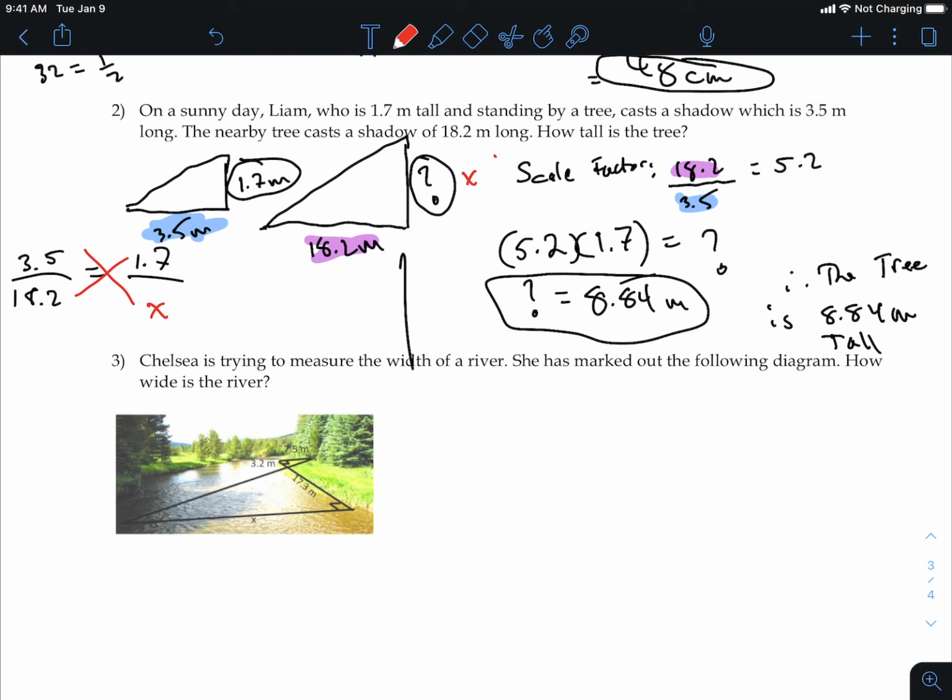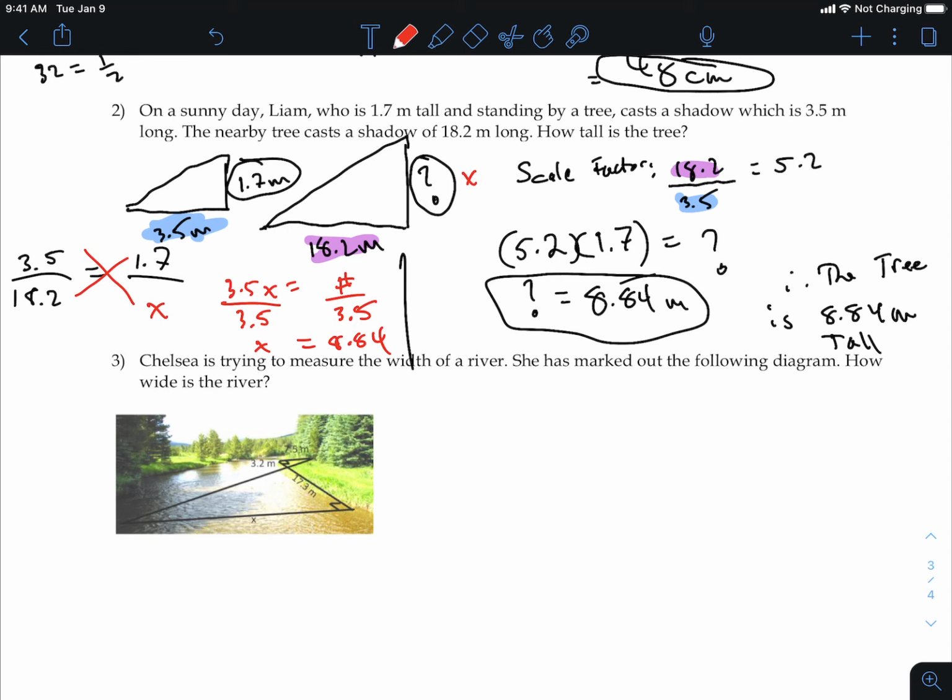Okay? So it'd be like 3.5x is equal to 1.7 times 18.2. I don't know what that is. It's a number. And then you could divide both of them by 3.5. It should equal the 8.84. Okay? You do it that way too.